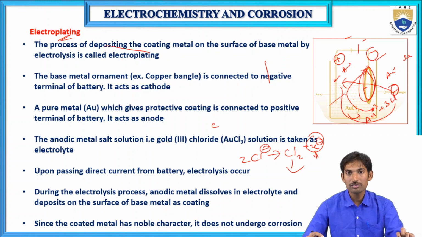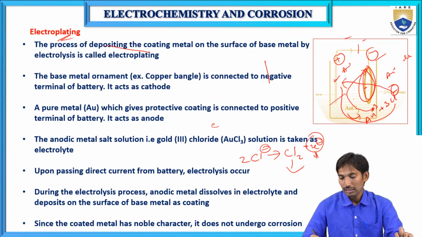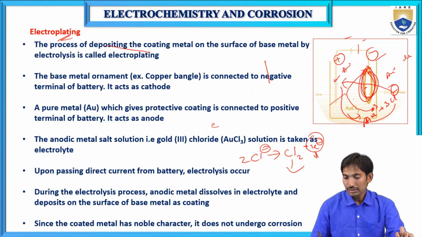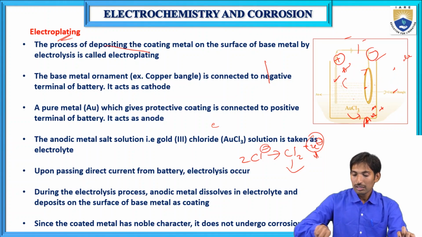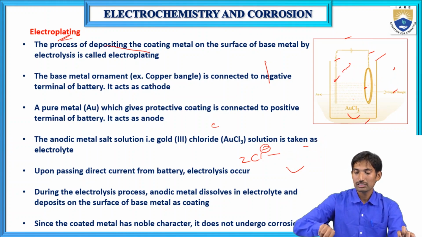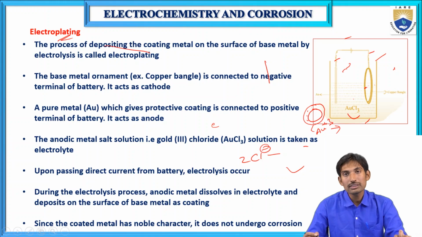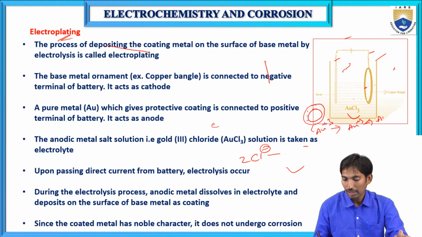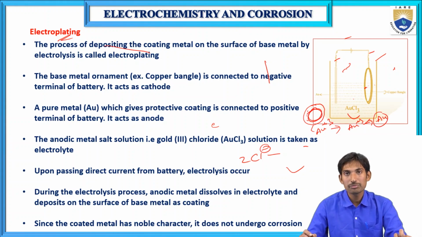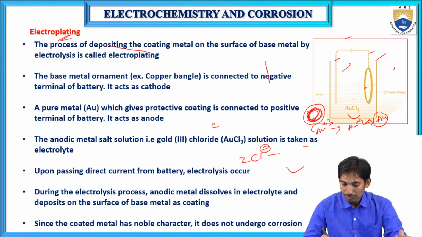After that, what happens at the cathode? At the cathode, the copper bangle is there. The copper bangle is surrounded by Au3+ ions. At the cathode, reduction takes place. So Au3+ undergoes reduction and forms gold. So this copper metal, our base metal, is protected with a metal, that is gold.